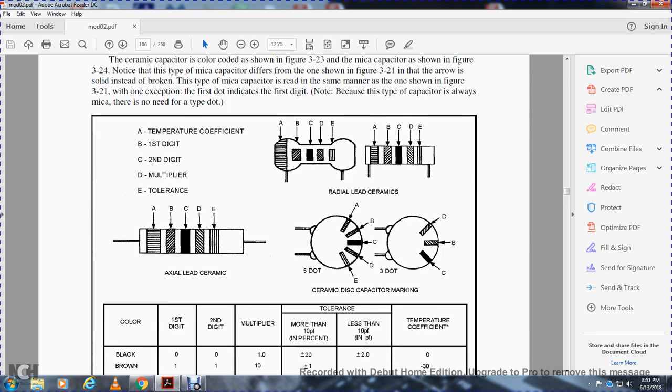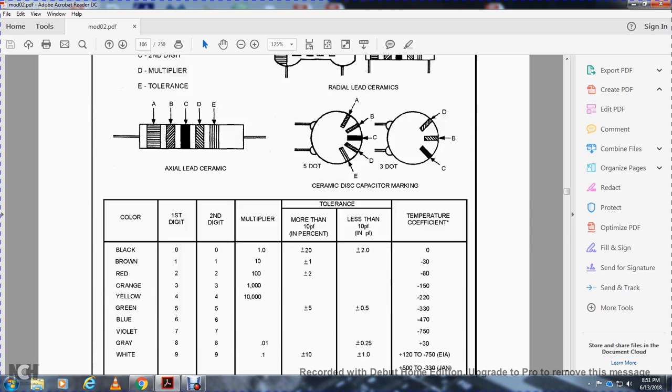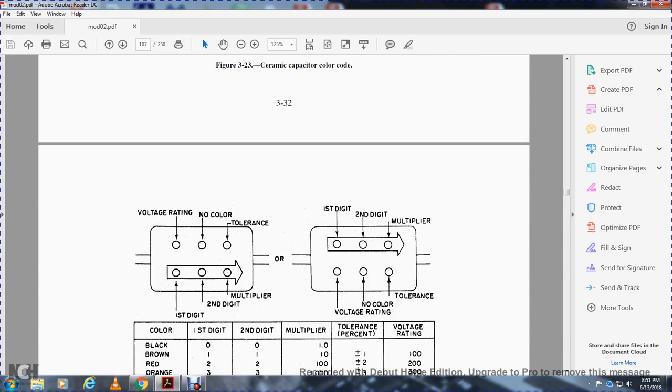And your ceramic disc capacitor, starting with the prongs to the left, you have the 5 dot and 3 dot. A, B, temperature coefficient, first digit, second digit, multiplier, and tolerance. Or in your 3 dot, it would be the multiplier versus the first digit and the second digit. Voltage rating for the no color and no tolerance: the first digit following the arrow, the multiplier, then the tolerance, no color, and voltage.